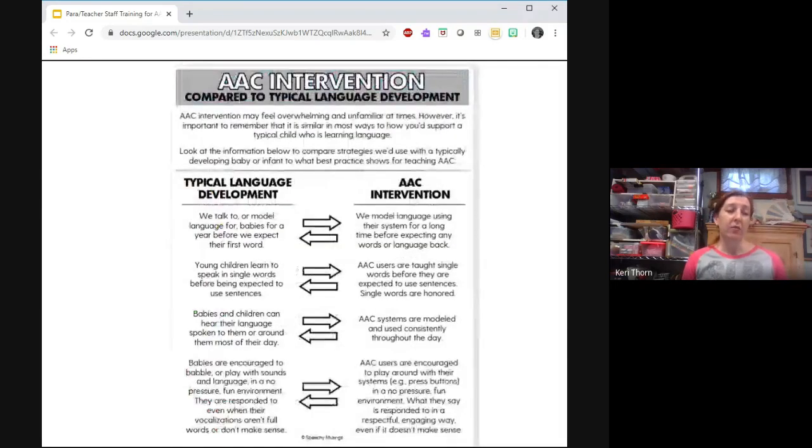So how do we intervene with students with AAC? I always go back to whatever you would do with a verbal child is what we're going to do with a student with a device. When it comes to babies, we talk to them. We don't expect them to answer us right away, but we still talk to them in full sentences. And that's what we're doing for our students with devices. We want to model for them. We want to give them as many exposures to language as we can.